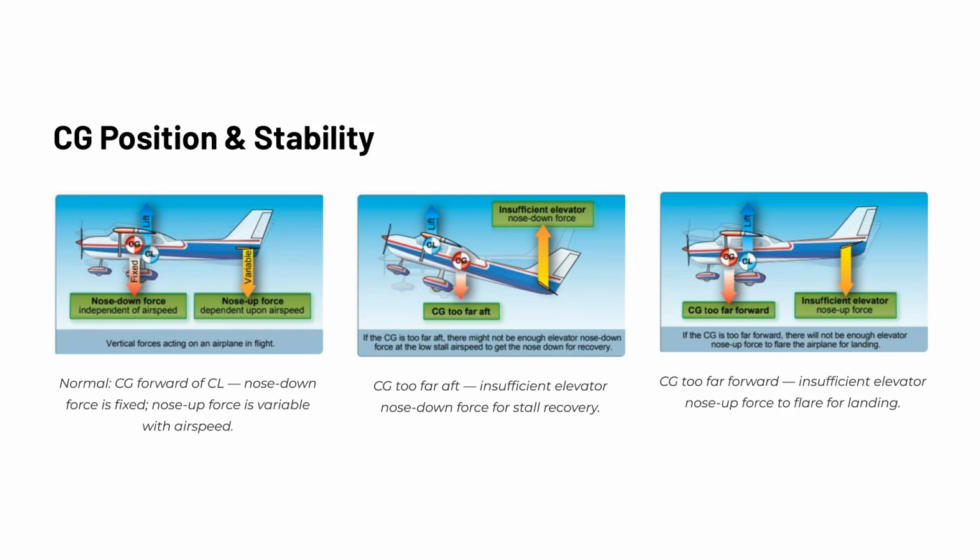When the center of gravity shifts too far aft, a critical problem emerges. The elevator may no longer be able to generate enough nose-down force to break a stall and recover. This is a potentially fatal condition, because a stall at the wrong moment with an aft center of gravity could become unrecoverable. On the opposite end, a center of gravity that is too far forward means the elevator cannot produce sufficient nose-up pitch authority to flare the aircraft during landing. The result is a hard, fast touchdown that can damage the aircraft or injure occupants. Always verify that your loaded center of gravity falls within the approved limits before flight. Both extremes carry serious consequences.